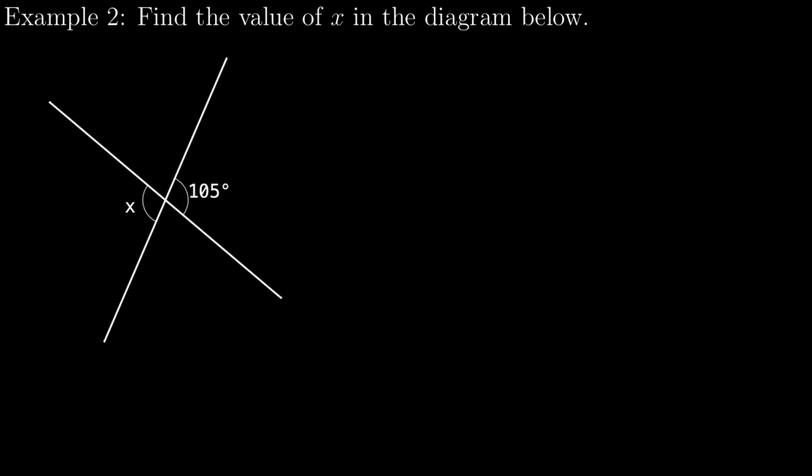Okay, this one, so I notice these two, I have the crossing lines. Now these angles are sort of on opposite sides of this, so that means these are vertical angles. And for vertical angles, I know they're congruent. So x equals 105 degrees, and we're all done.